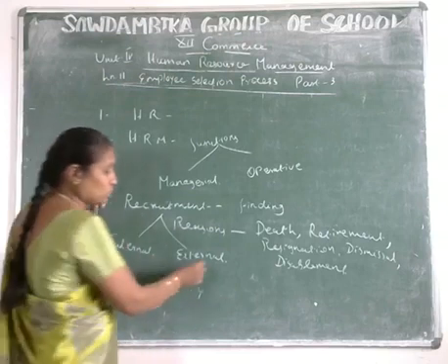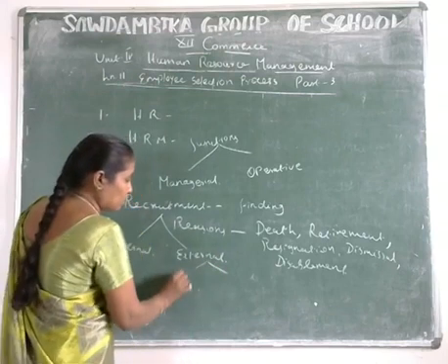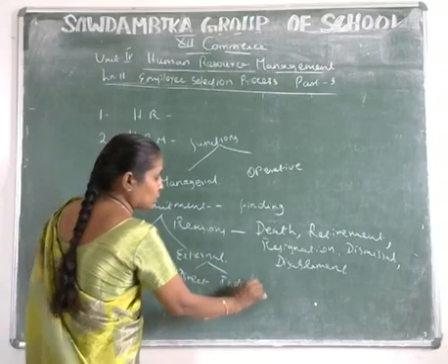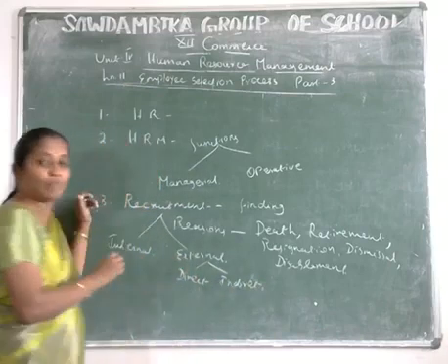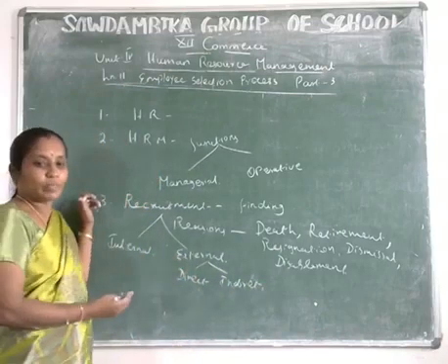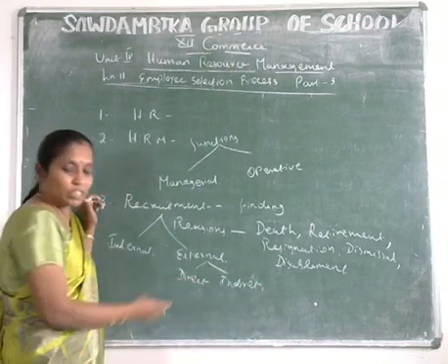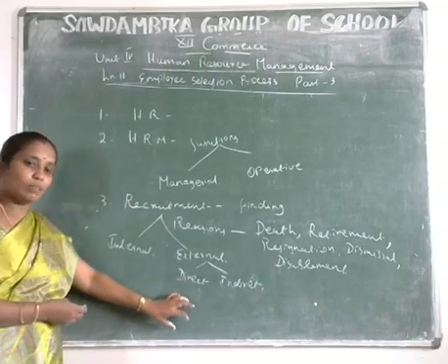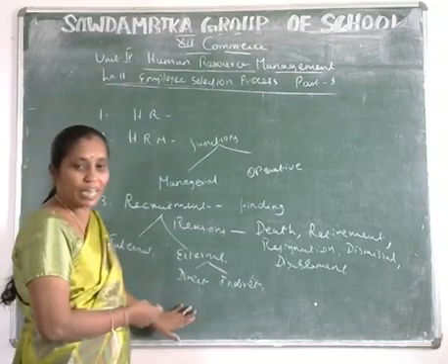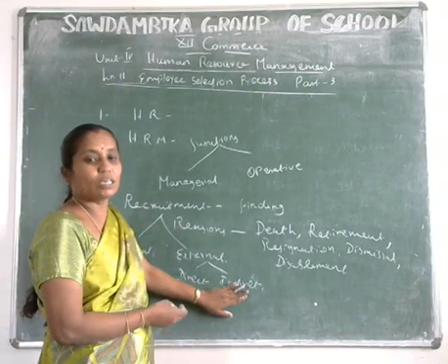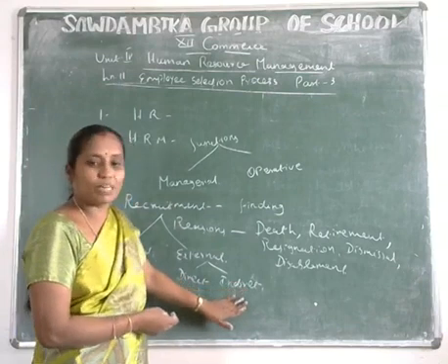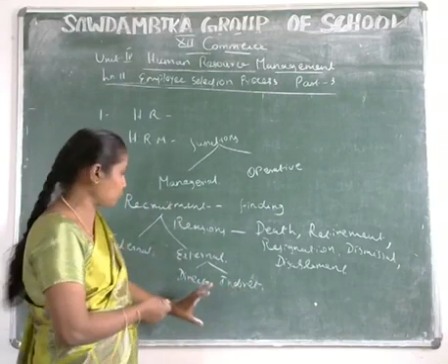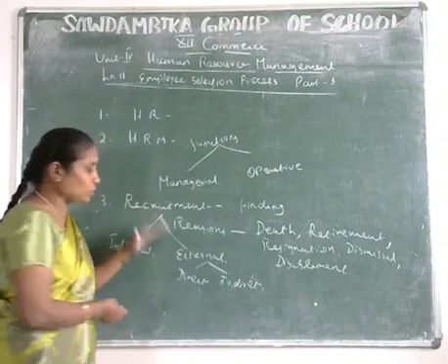External sources are further divided into two kinds: the direct method and the indirect method. The direct method means recruiting directly: advertisements, campus recruitment, unsolicited applicants, and e-recruitment. The indirect sources are government employment exchanges, private employment exchanges, and professional associations. So these are all the sources of recruitment.